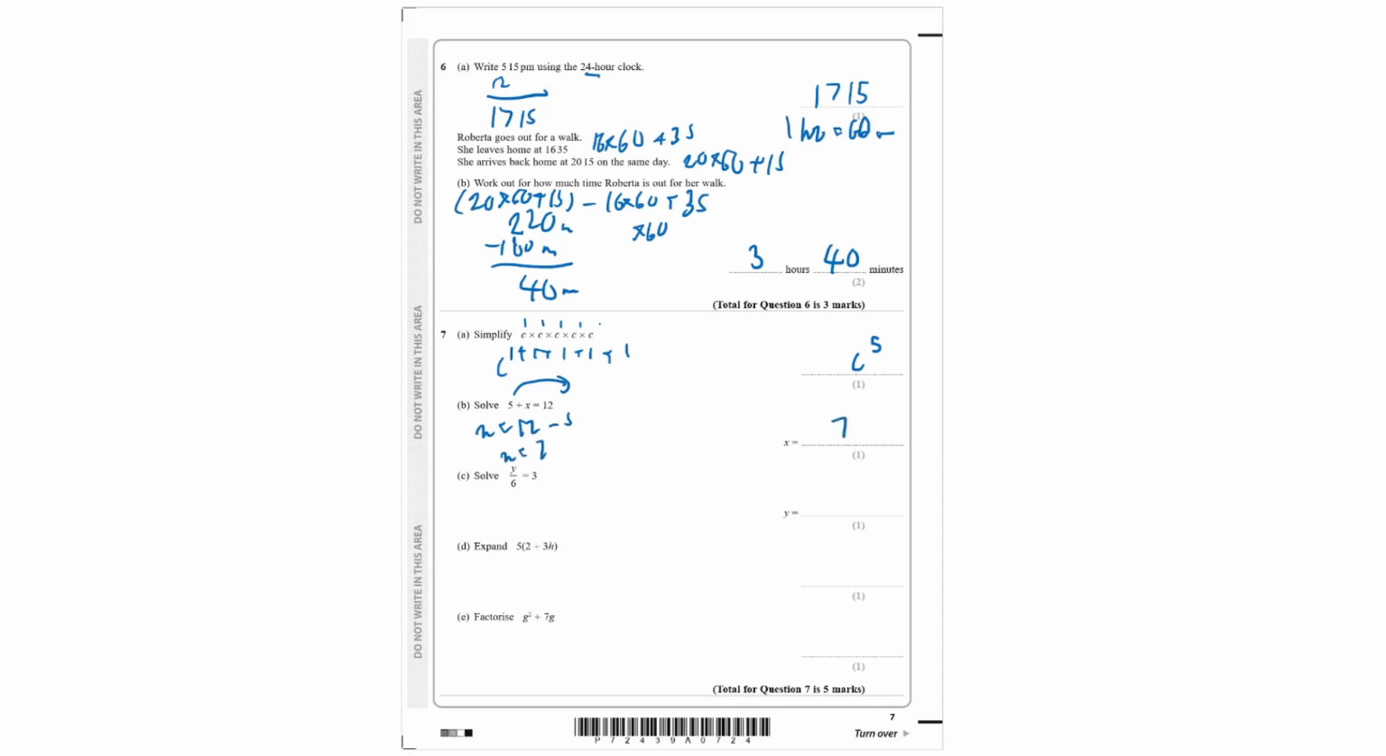Solve y divided by 6 is equal to 3. We multiply both sides by 6 to remove the denominator, and we have y is equal to 3 times 6, or y is equal to 18.